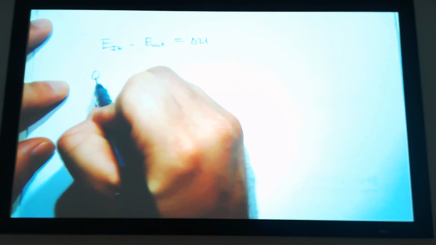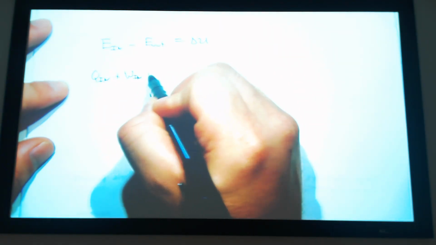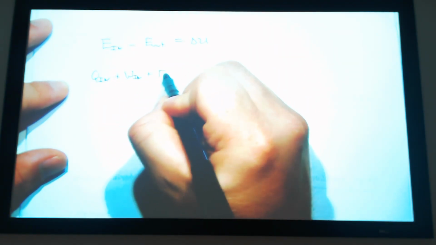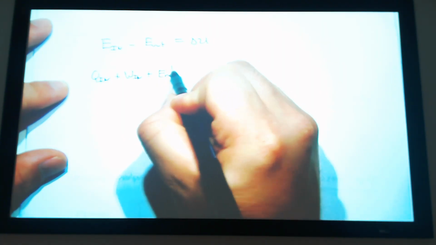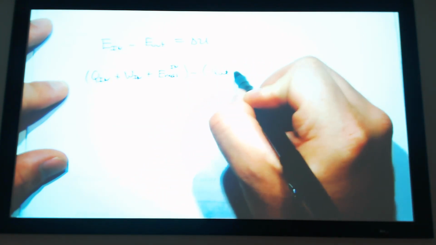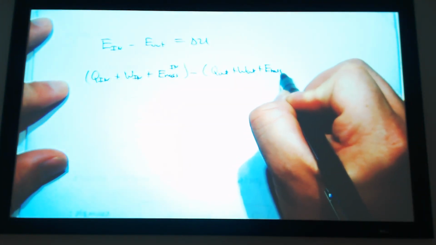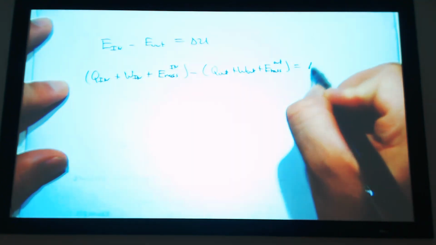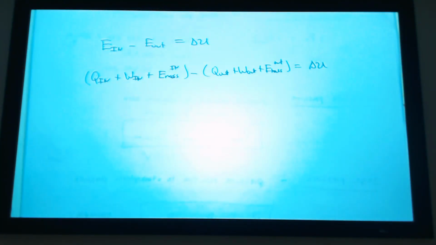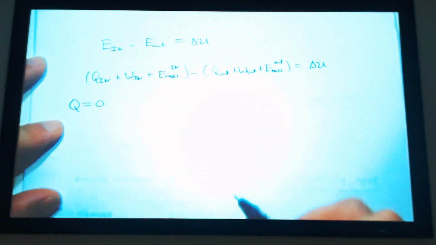So I have heat in plus work in plus energy associated with mass in, minus heat out plus work out plus energy associated with mass out, equals the change in internal energy in my system. And if I have an adiabatic process, Q is equal to 0.